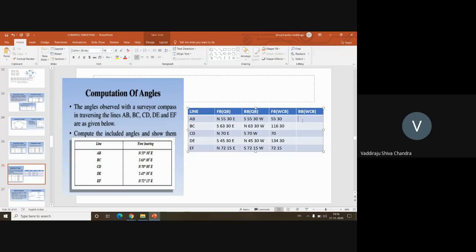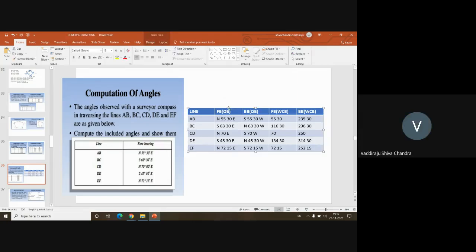What is the back bearing of AB? 235 degrees 30 minutes. Back bearing of BC? 296 degrees 30 minutes. CD? 250. DE? Okay. Are all these values correct or any changes? Remaining people please respond. Correct, sir.